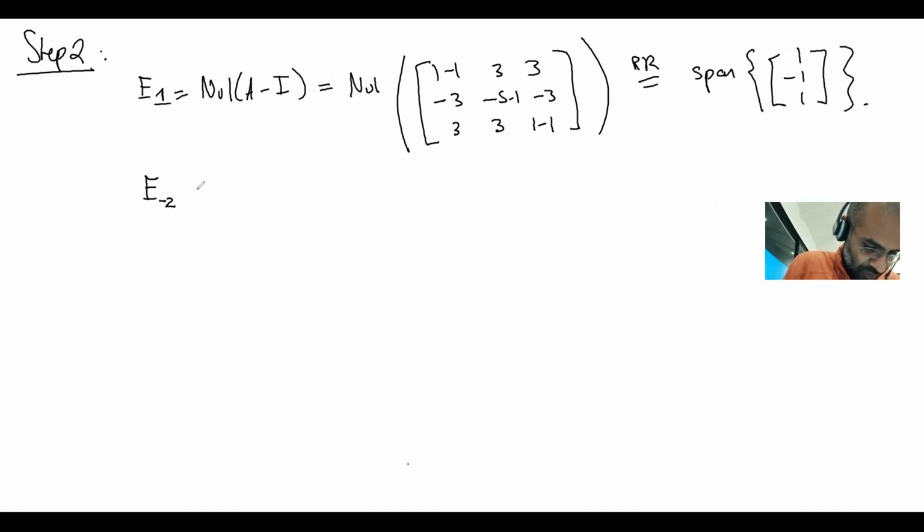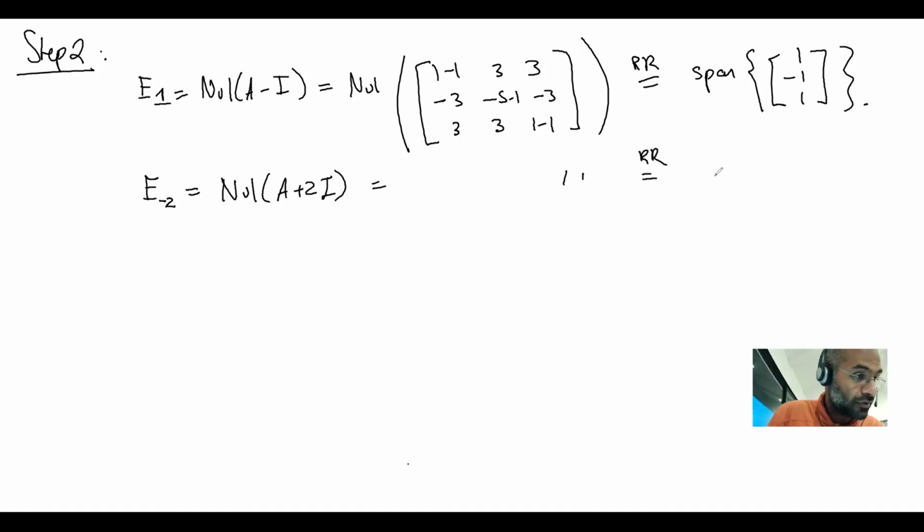And the eigenspace corresponding to -2 is the null space of A plus 2 times identity. If you do the same kind of reasoning and you do row reduction, which I will skip because that's not a new thing, you get that this is the span of these vectors.